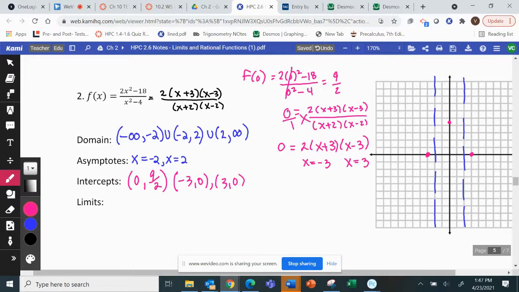Okay, what about our horizontal asymptote according to the shortcut? We're going to look at the degree. It's exactly the same. So what's my horizontal asymptote? Y equals 2. And now we'll justify it with limits.